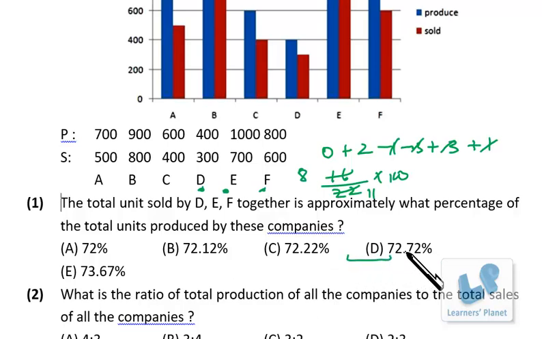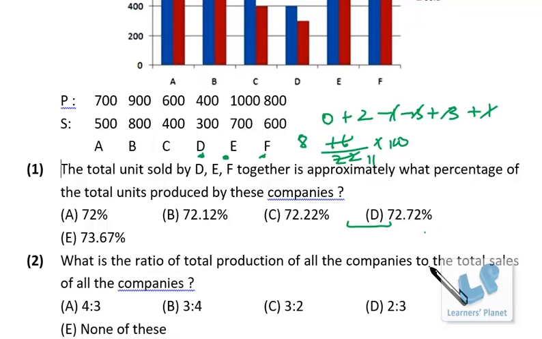Okay, what is the ratio of total production of all the companies to the total sales of all the companies? So that's pretty simple. Total production is just add all of them.